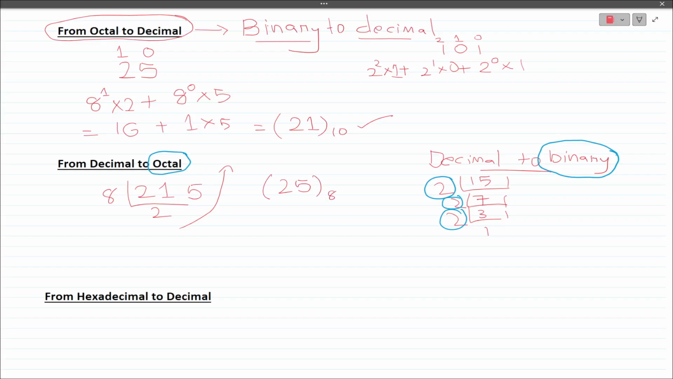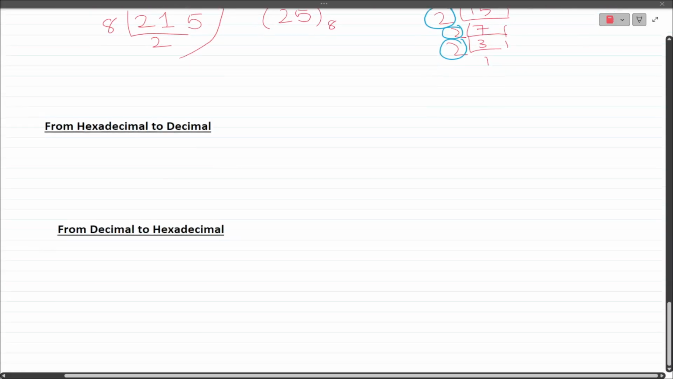25. Can you see? Previously I had taken 25 and converted it to decimal, and I have taken the same 21, and now I am able to get my octal just by following this particular formula. Not much to understand over here, just refer, your work is done. We'll be following the same thing for our hexadecimal to decimal.